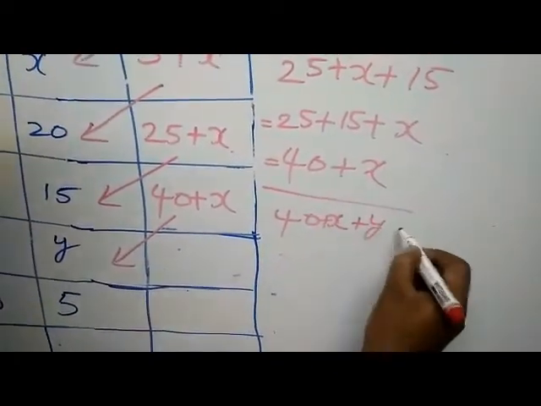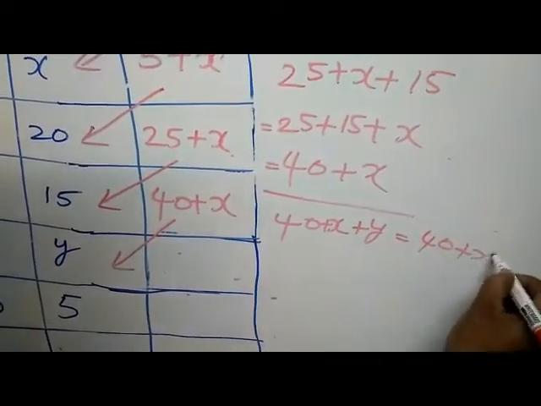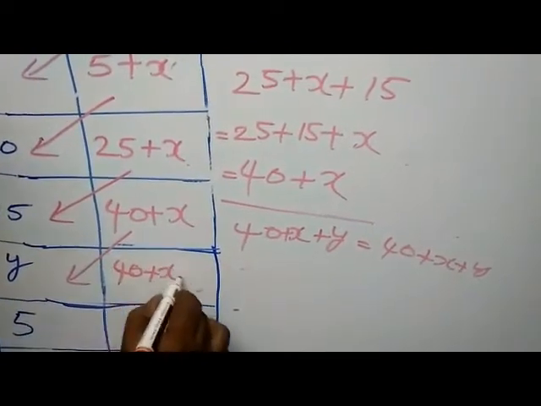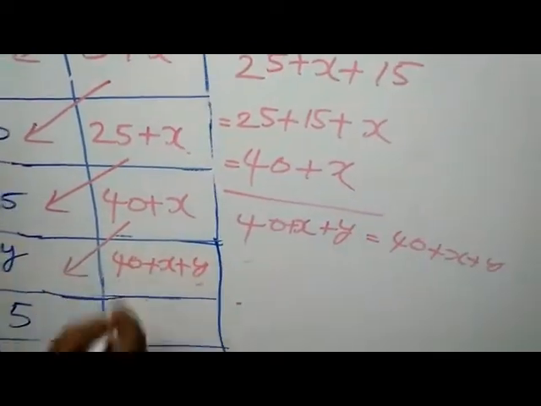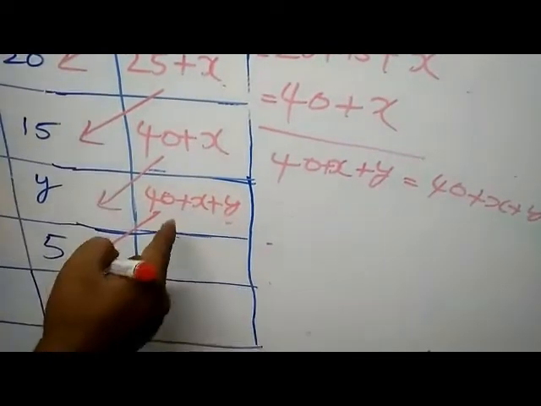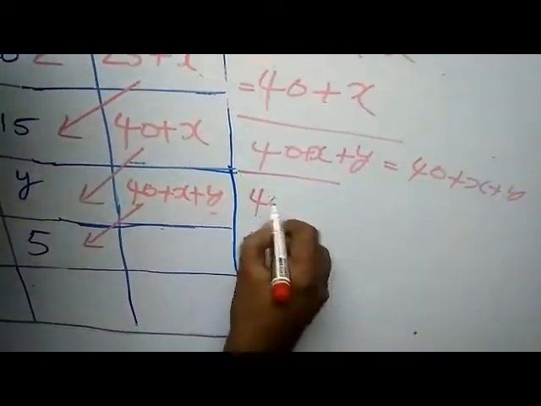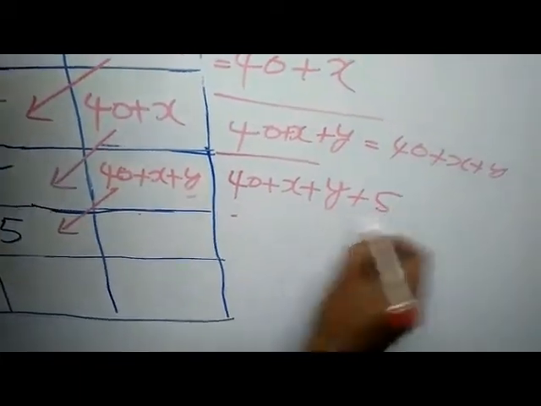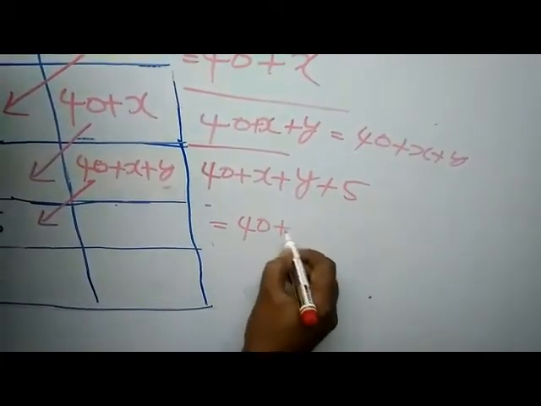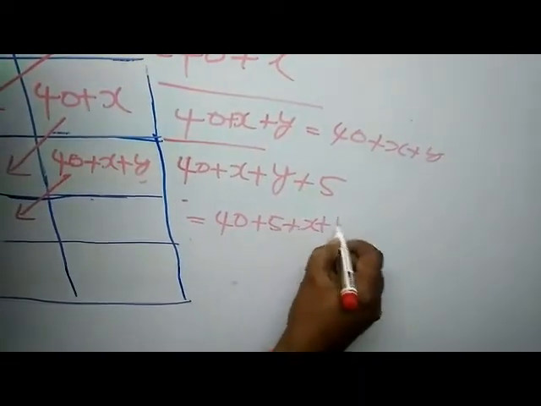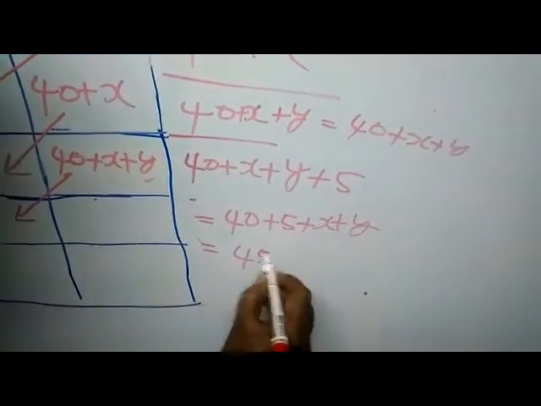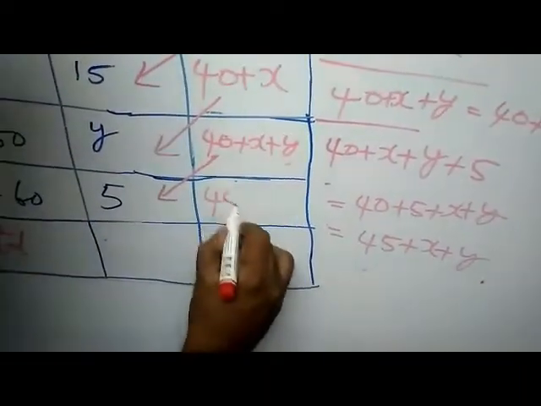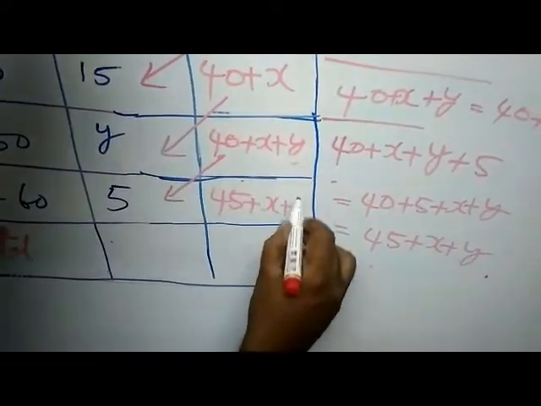The answer is 40 plus x plus y. Last one: 40 plus x plus y plus 5 is equal to 40 plus 5 plus x plus y, which is 45 plus x plus y. Here I have to write 45 plus x plus y.